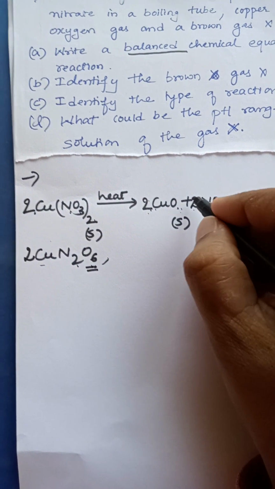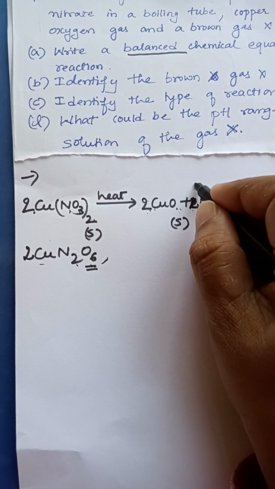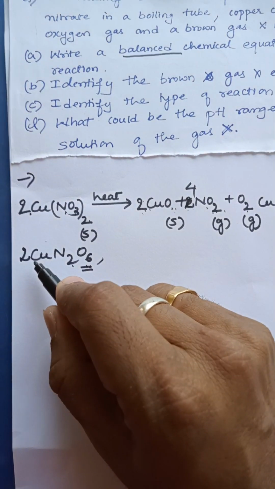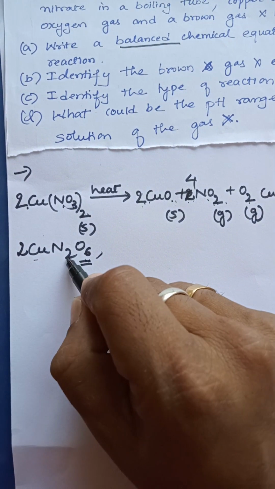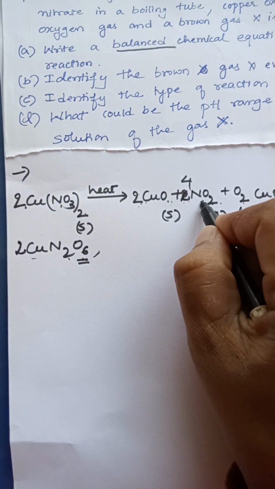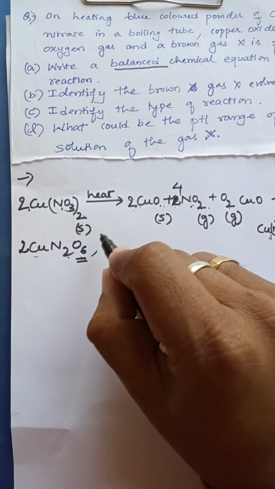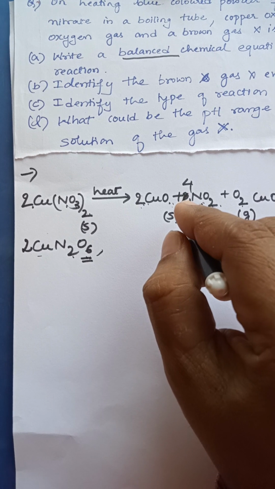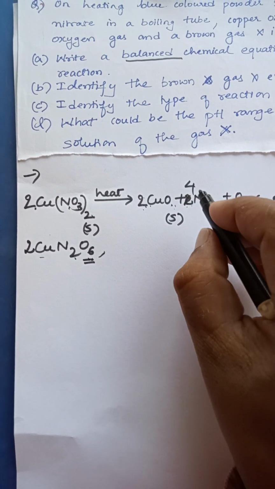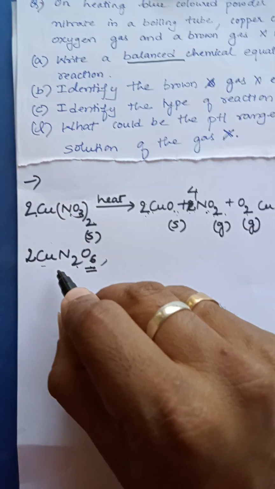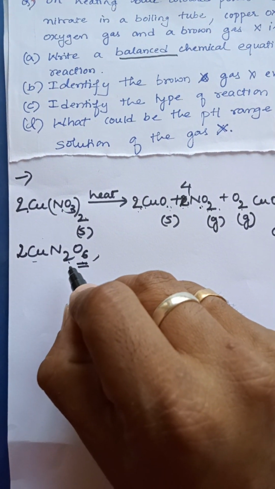How to make it 4 here? I will make this 2 as 4. Now the nitrogen atoms in the reactant side is 2 into 2, that is 4, and here it is 4 into 1, that is 4. So the nitrogen atoms are 4 in number in the product side as well as in the reactant side.